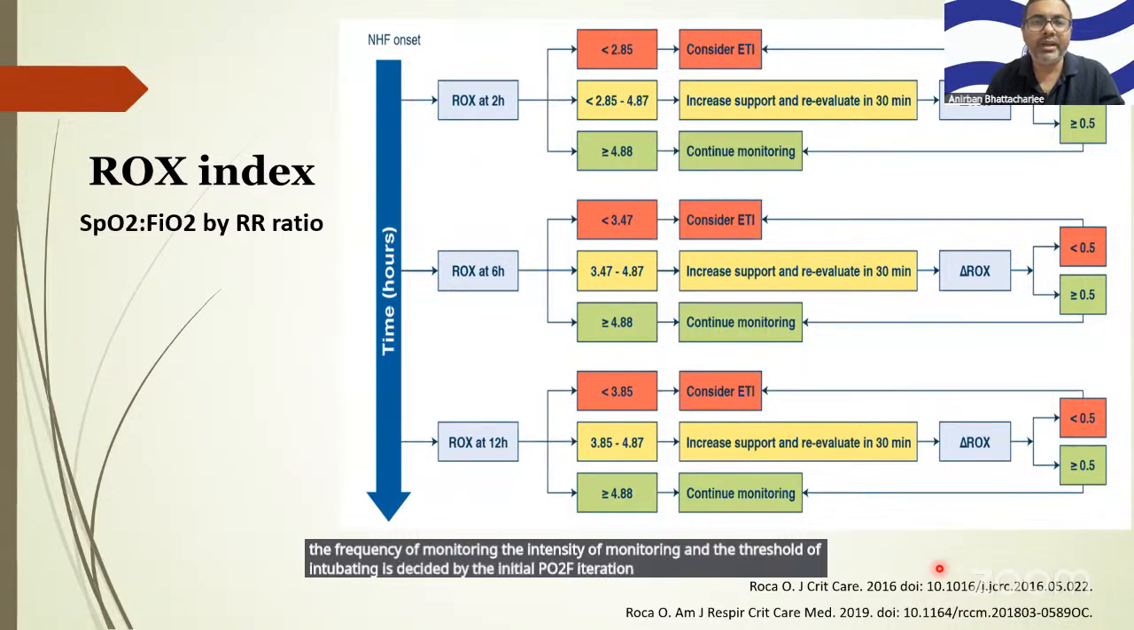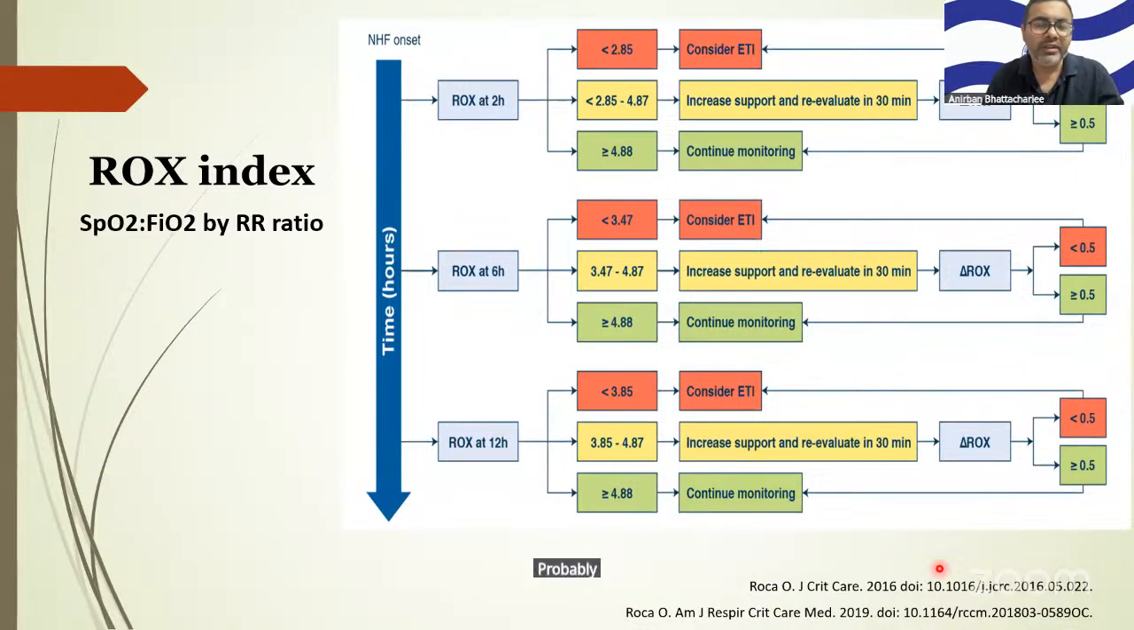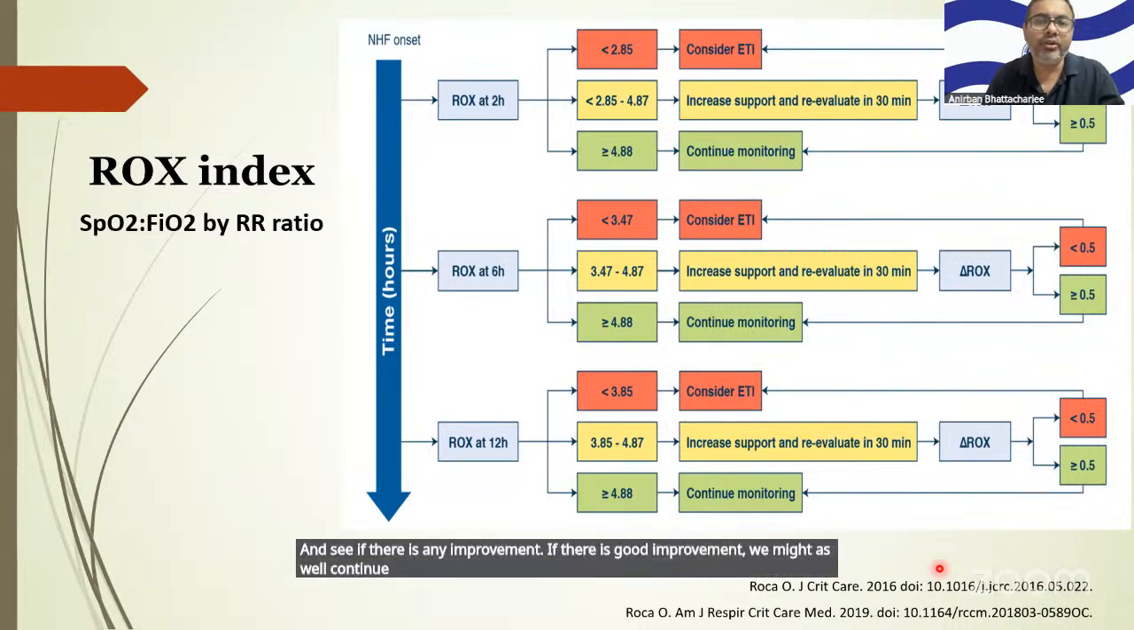For example, if somebody comes with a PaO2/FiO2 ratio of 50, we are probably going to give him a brief HFNC or NIV trial while preparing for intubation, and see if there is any improvement. If there is good improvement, we might continue. If there is no improvement, we'll intubate.